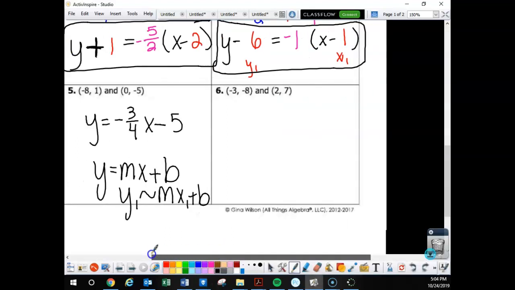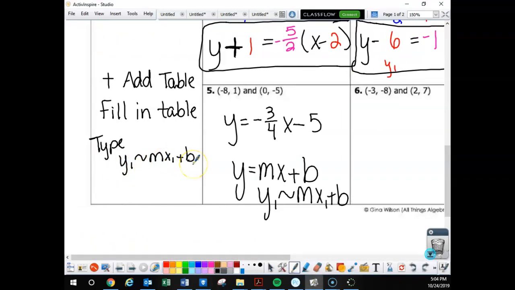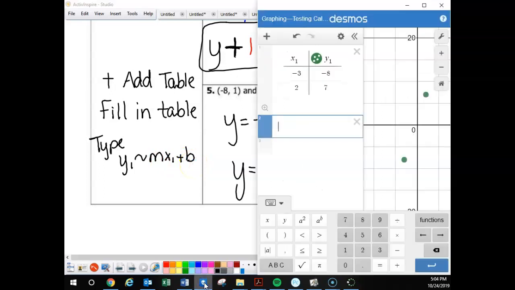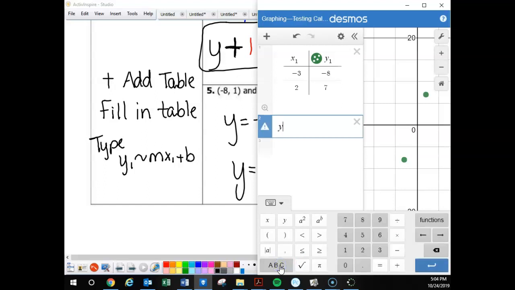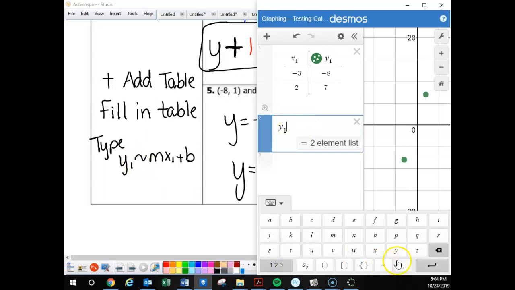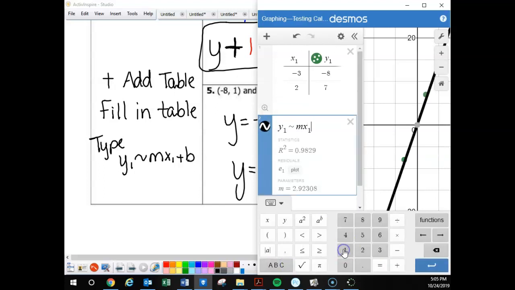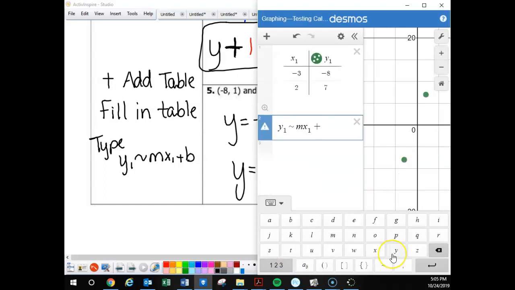So then you type this right here, y1 squiggly line mx1 plus b. That's actually a tilde, okay? So I'm just going to start saying that. So y1, then for the tilde, you go to the ABCs, and down here it's right next to the enter and the comma. And then mx, oh, I didn't hit the m, I guess. So mx1, and it does the 1 automatically. All you got to do is click it, plus b.